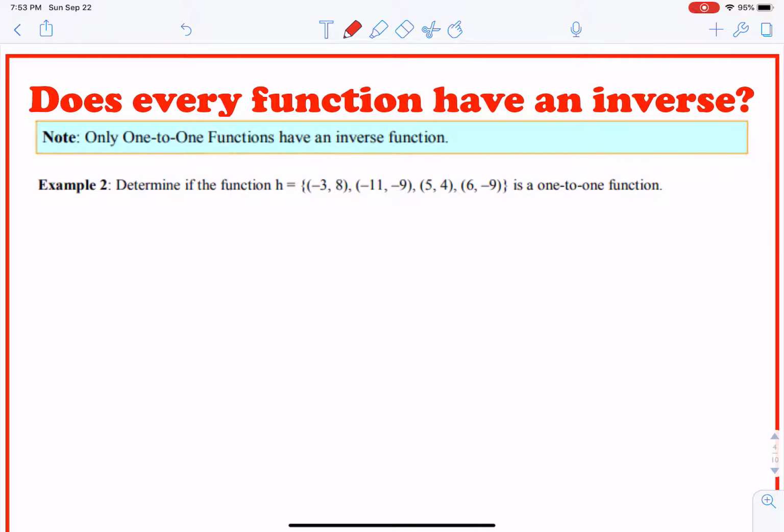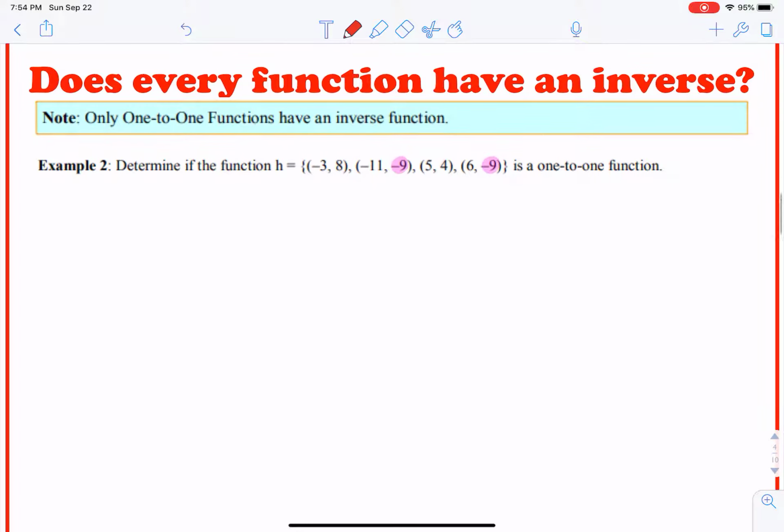Looking here, determine if the function h is a one-to-one function. I can see that -3 maps to 8, -11 maps to -9, and I can also see here that 6 also maps to -9. So this is not a one-to-one function. I could technically find the inverse of this, but the inverse would not be a function.